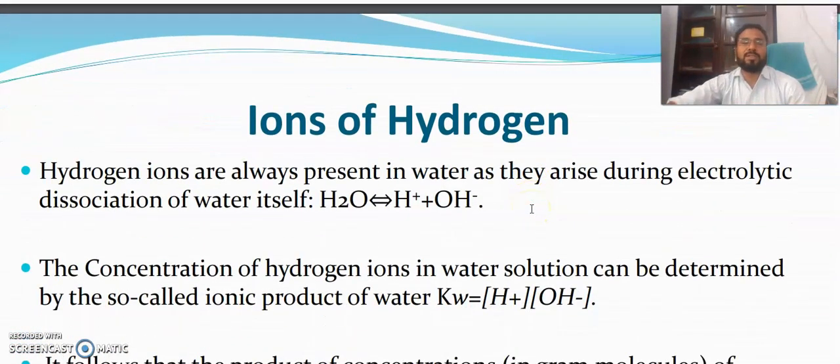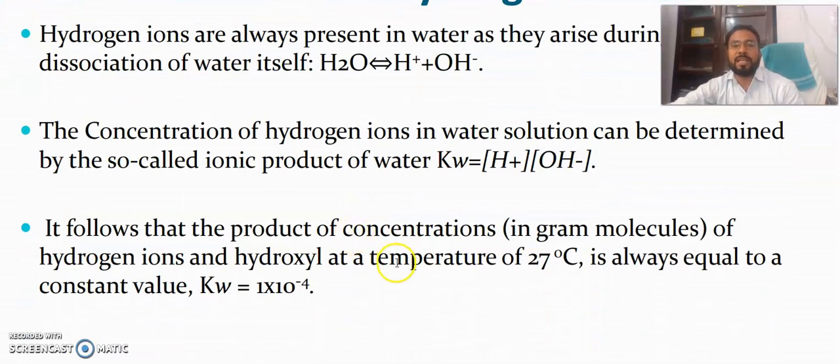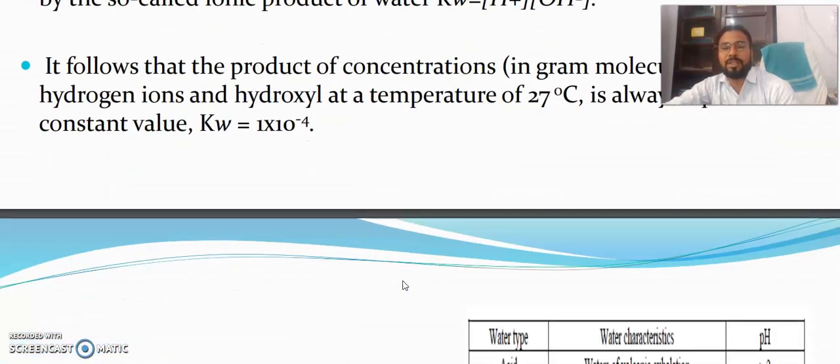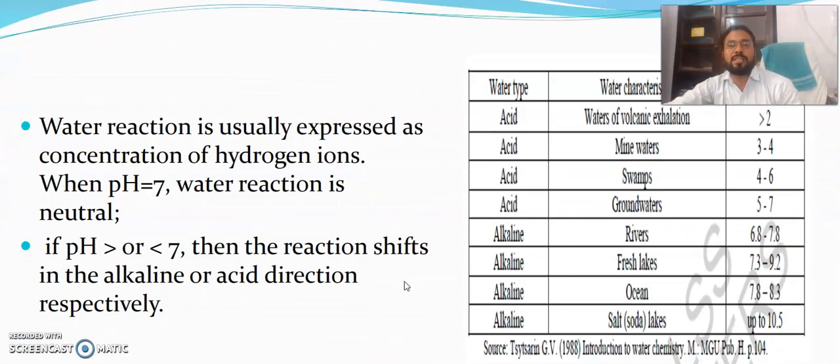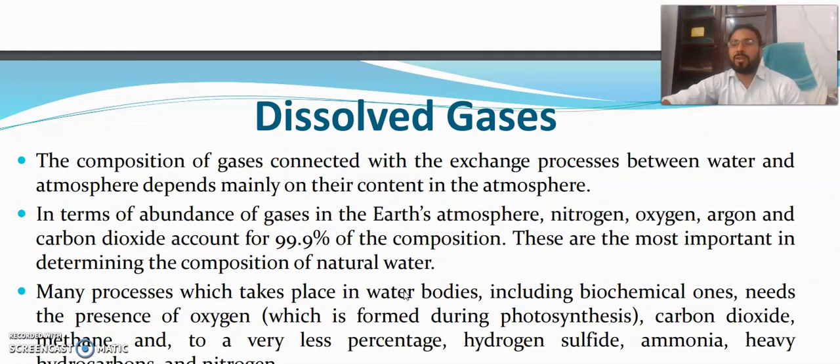So, ion of hydrogen. Hydrogen ions are always present in water as they arise during the electrolytic dissociation of water itself. The concentration of hydrogen ion in water solution can be determined by the so-called ionic product of water. It follows that the product of the concentration of hydrogen ion and hydroxyl at a temperature of 27 degrees Celsius is always equal to a constant value. The water reaction is usually expressed as the concentration of hydrogen ions. When pH is equal to 7, the water reaction is neutral. If greater than 7 or less than 7, then the reaction shifts in the alkaline or acidic direction respectively. So, dissolved gases.